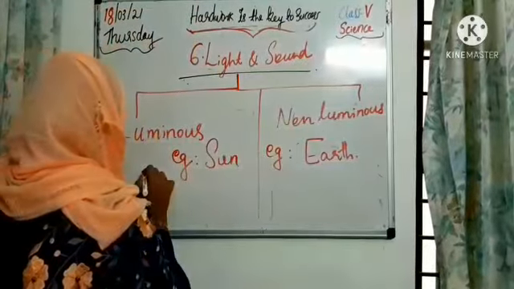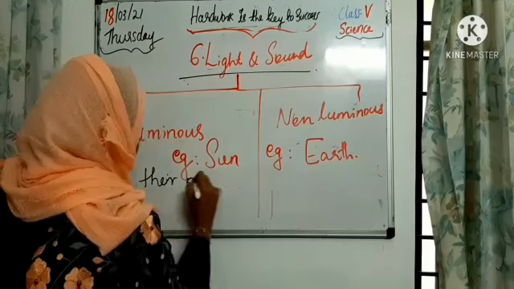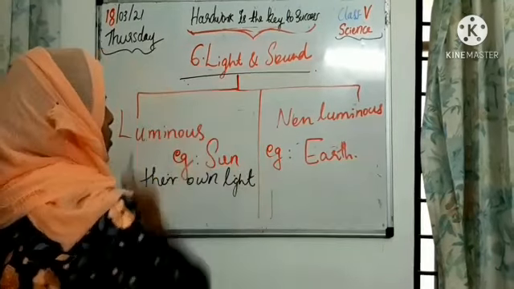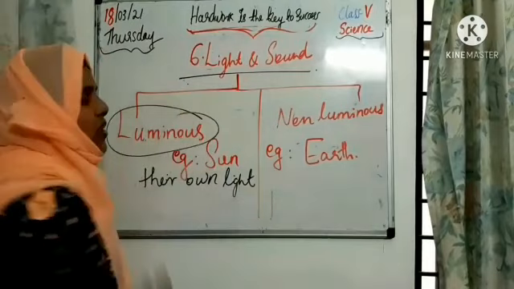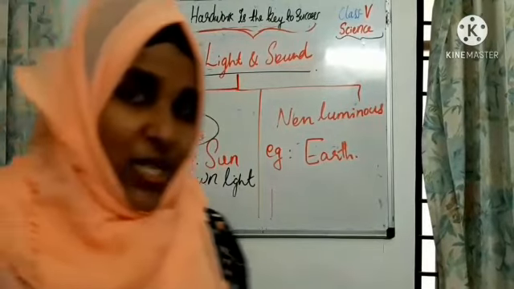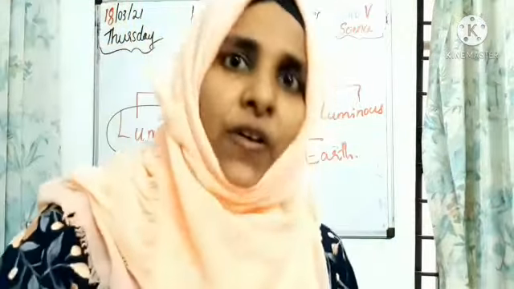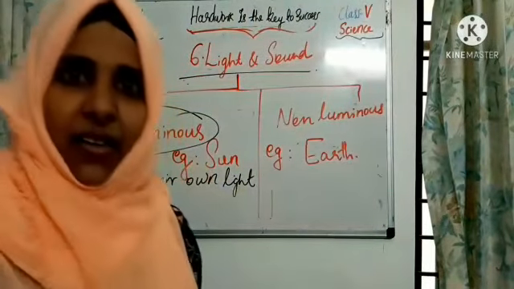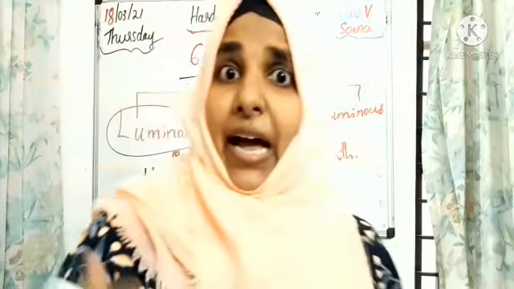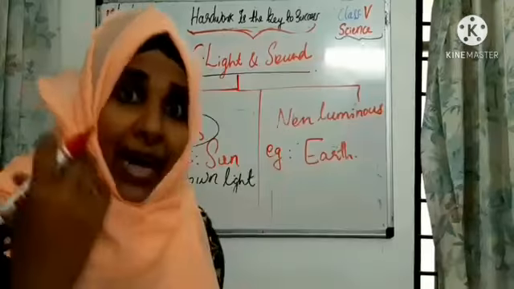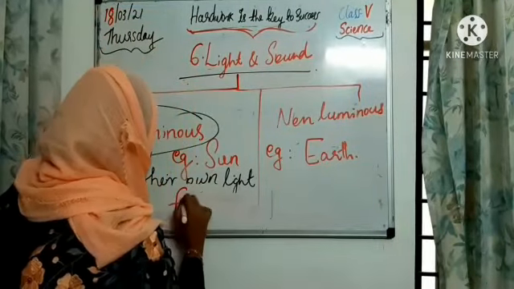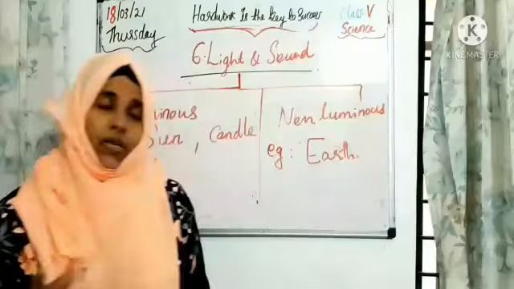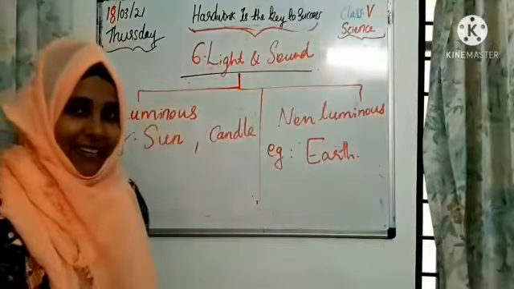Objects that are producing their own light, that we call luminous objects. Okay, examples we can say sun, star, lights, tube lights, and glowworm and fireflies. These are also examples for what, children? Luminous objects. So students, we have to say like that.